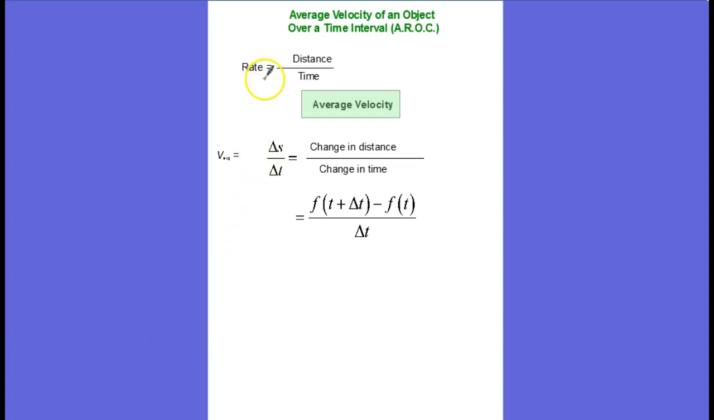So in this case, our rate is going to be distance over time, and our average velocity is the change in distance, or delta s, divided by the change in time, delta t. And if we were to think about this in terms of a difference quotient, we would have f of t plus delta t minus f of t over delta t. And if we were going to calculate this as a derivative, we take the limit as delta t approaches 0.